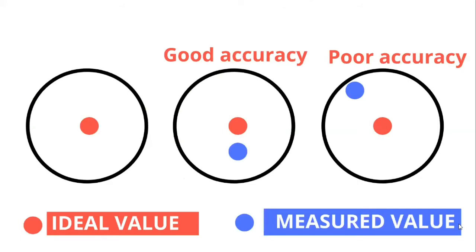Now look at this slide. Here the red dots denote the ideal value, whereas the blue ones denote the measured value. From the first one, you can see we have got only the ideal value. In the second, you can see that the measured value is pretty much closer to the ideal one, so we can call that a system with good accuracy. Whereas in the third diagram, the blue dot is somewhere far from the red, so that is a system with poor accuracy. And as I told, you'll have to be very careful in understanding the difference between a system with good accuracy and a system with good precision. That is the difference between these two terms, accuracy and precision.